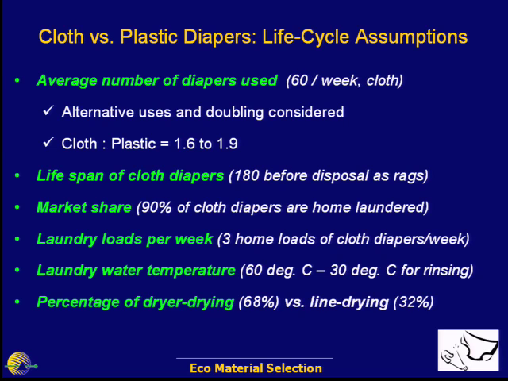What percentage of dryer drying versus clothesline drying? They assume 68% to 32%. I don't recall ever seeing a laundry line in the United States. Maybe I have, but I can't think of a time when I actually noticed one. Well, they assume 68% to 32%. I think that's probably skewed.